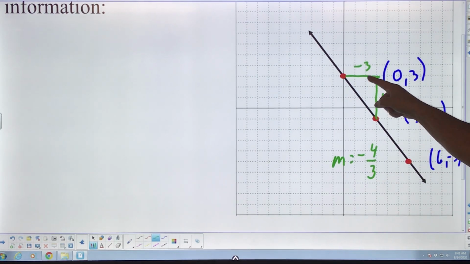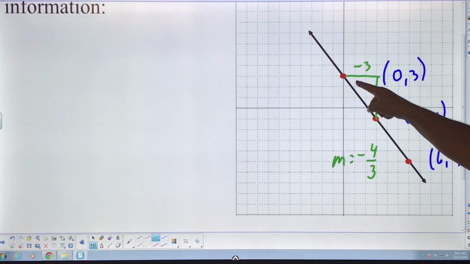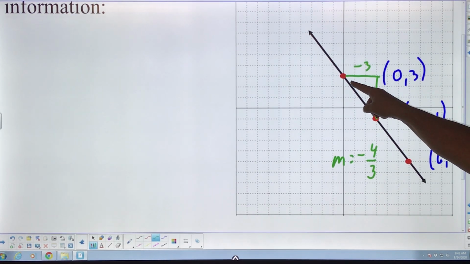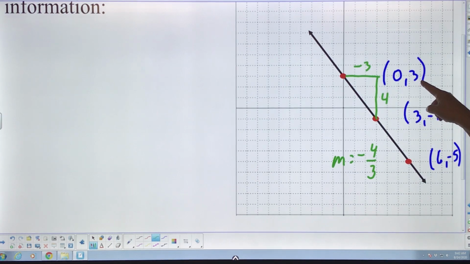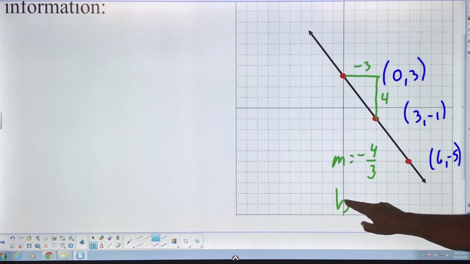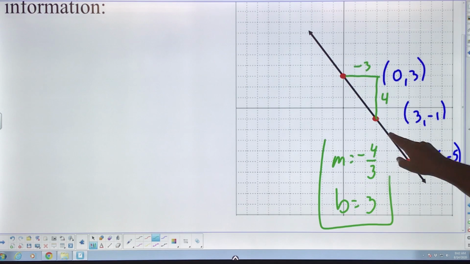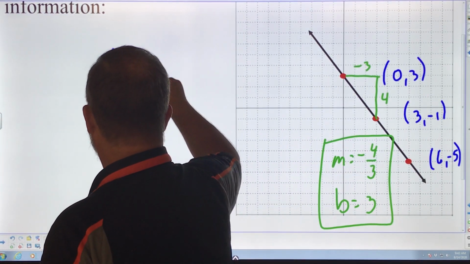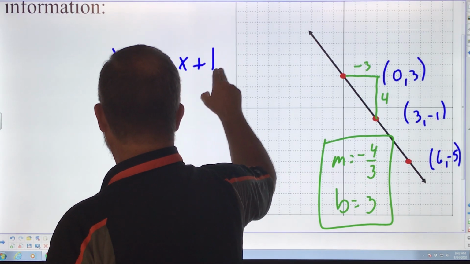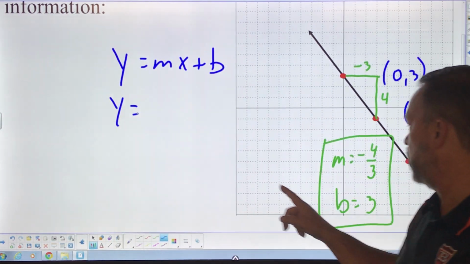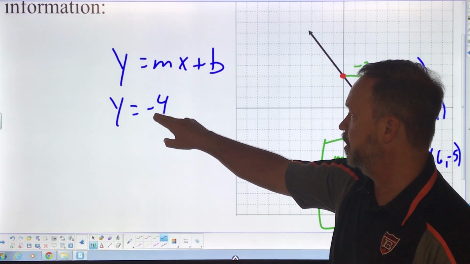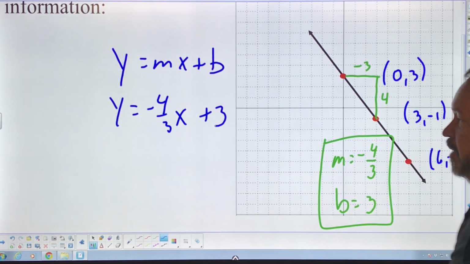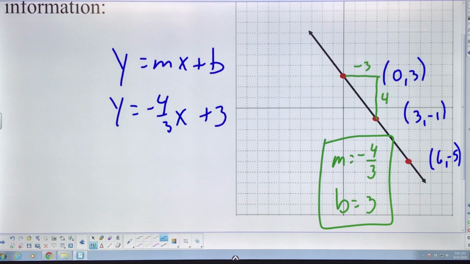But look at that one. What is that one? That's the y-intercept. That's the b. Oh. So if b is 3, I got these 2 pieces of information. I can really, really quickly use the slope intercept form, where the slope is -4/3 and the b is 3, and I'm done. That's the equation of the line.